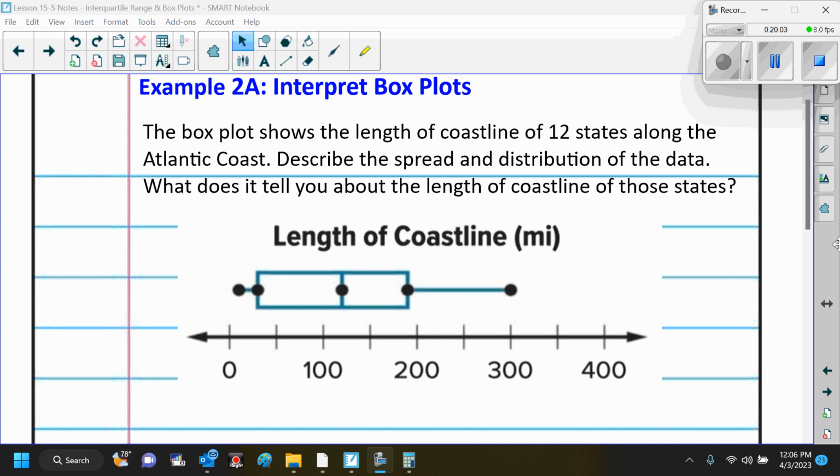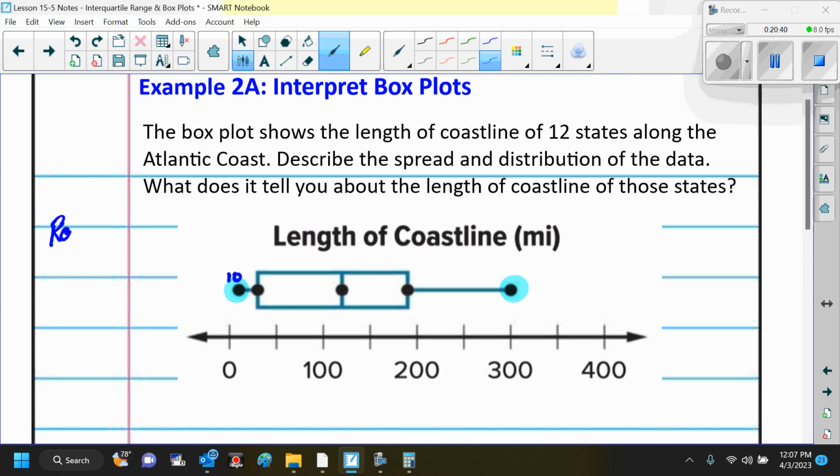So let's see. We're counting by 50s. See, 50, 100, 150, 200, 250, 300, 350, 400. So we can look at the range of the data and we can say that the highest number is 300 and the lowest number, let's estimate that to be about 10. So the range would be 300 minus 10, which is 290.